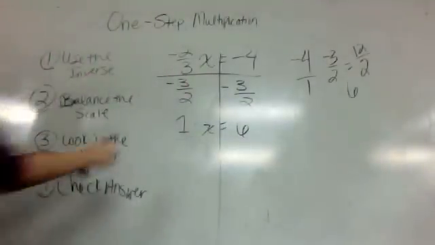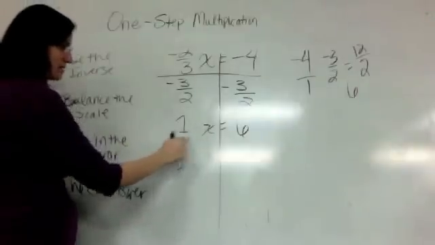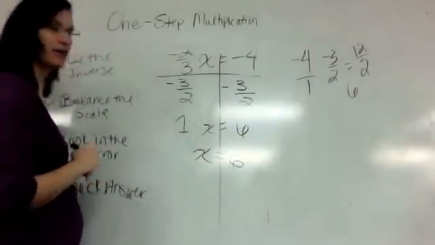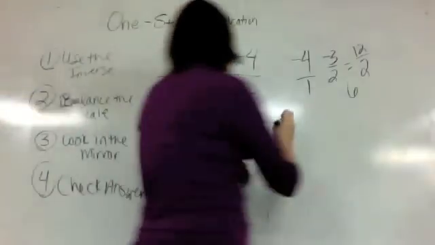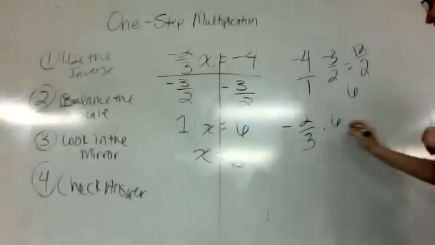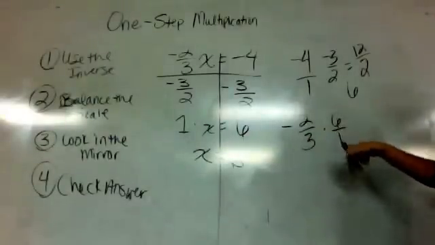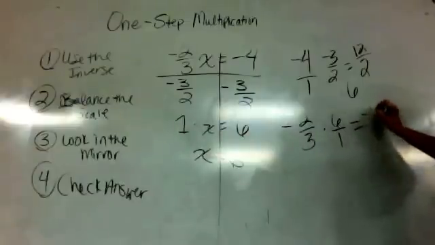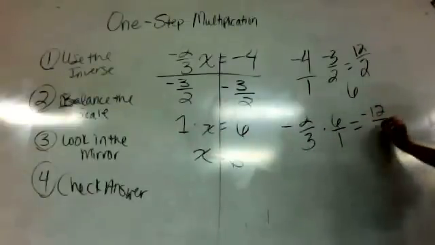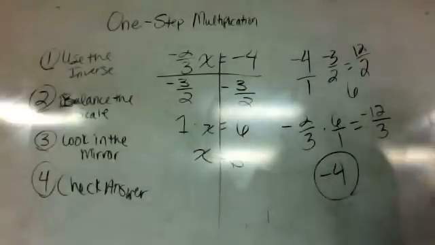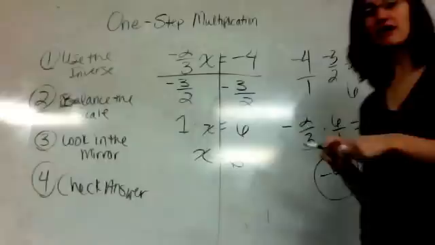Now, I'm going to look in the mirror or use my identity. X times 1 is x. So x equals 6. Now I can check my answer by plugging back in. -2/3 times 6, does that give me -4? I'm going to put that over 1 and do another multiplying fractions. -2 times 6 is -12. 3 times 1 is 3. -12 divided by 3 is -4. So I've checked my answer and it is correct.